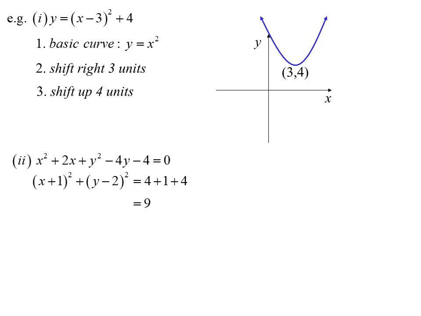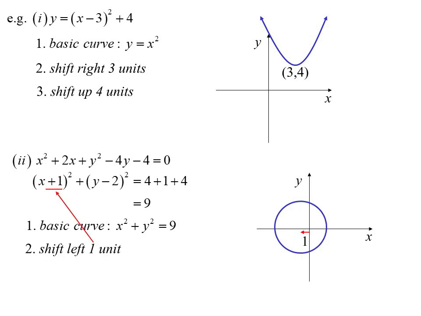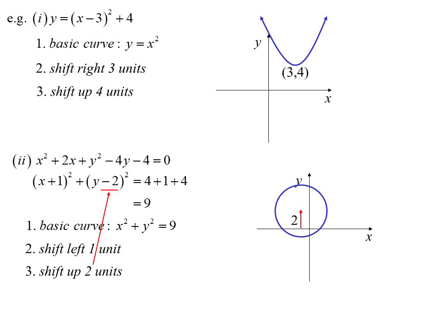So I now can see it, and I recognise that to be our circle. The basic curve is x squared plus y squared equals 9. So we've got a circle of radius 3 units. We're going to shift it left 1 unit, because grouped with the x, so over we go. Now this one is grouped with the y, so we're shifting it up 2 units. And so there's our new circle. Its centre is at minus 1, 2. Oh, I didn't actually label the radius, I should have done, but the radius would of course be 3 units.